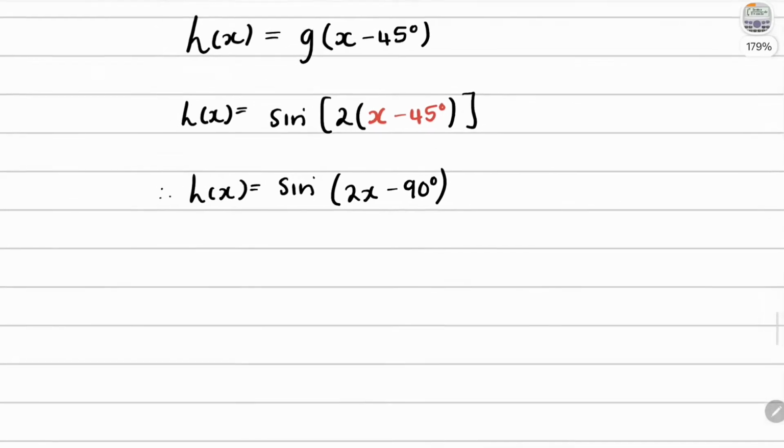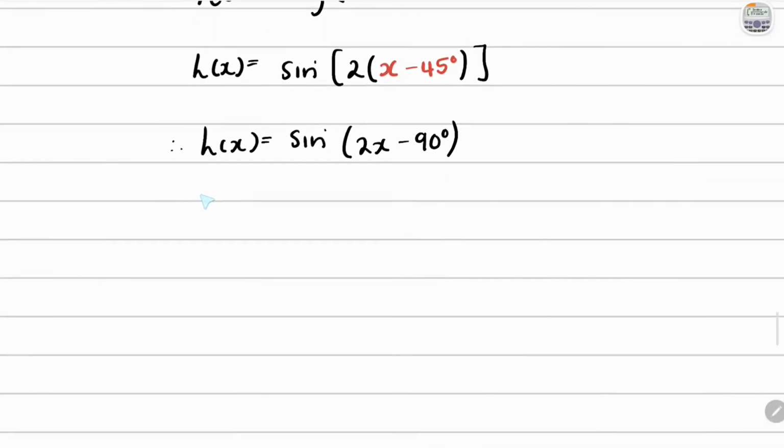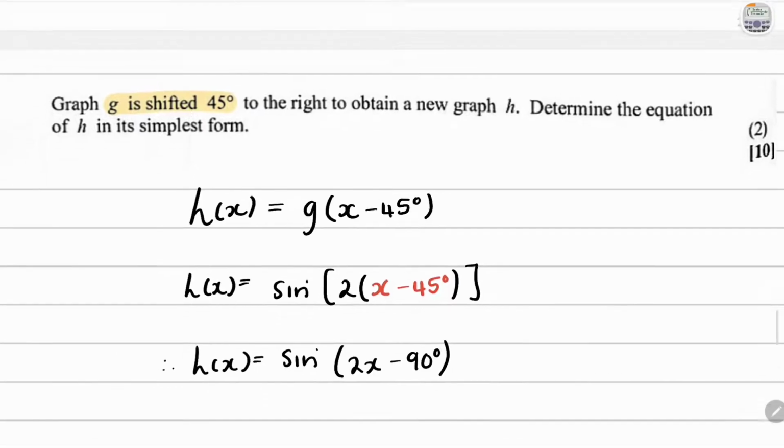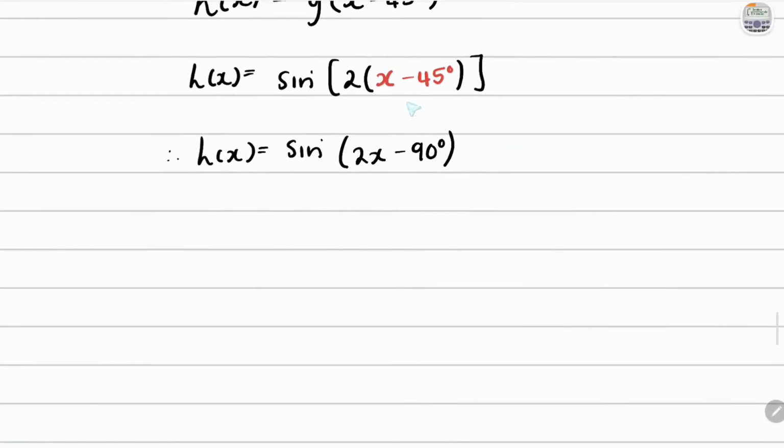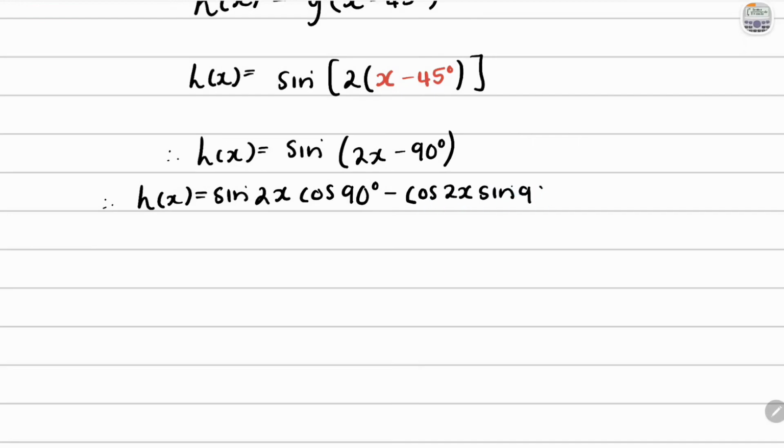And they want it simplified. Okay, so we can expand this further since they want it in its simplest form. So it can go further than this. We can use, again, compound angles, okay? The compound angle formulas that we have, the expansion for this would be, so h of x equals sine of your first angle, sine 2x, cos of the second angle, 90 degrees. And then the operation sign just stays exactly the same. It's not cos. Then we have cos 2x and then sine 90 degrees.